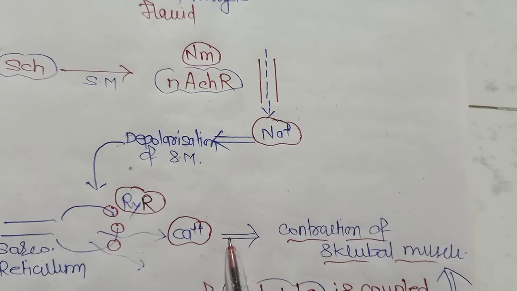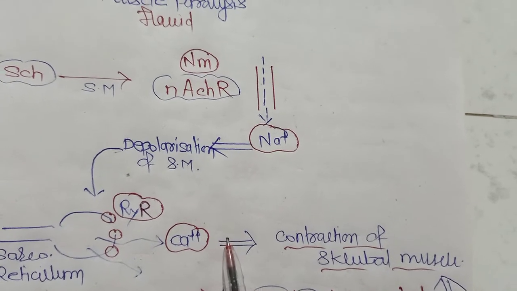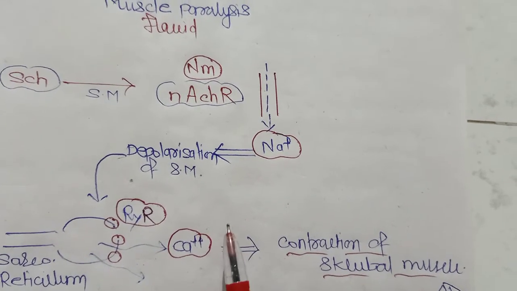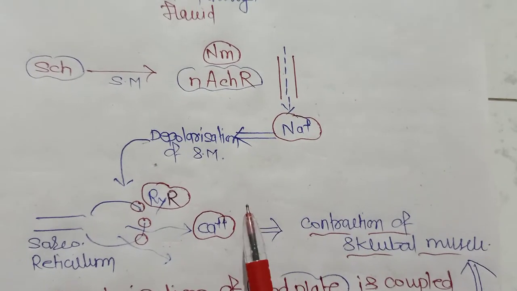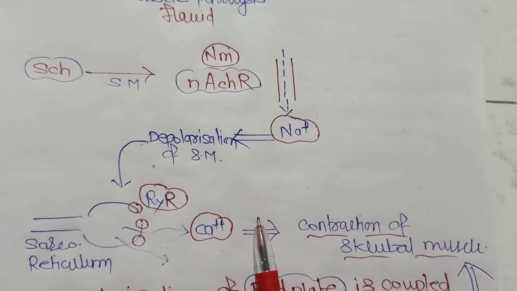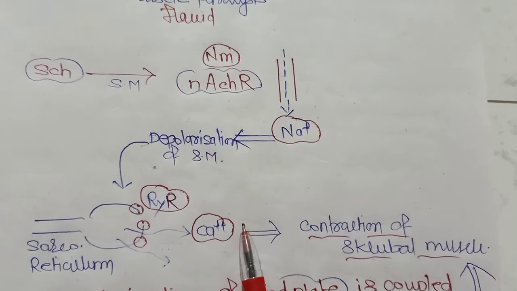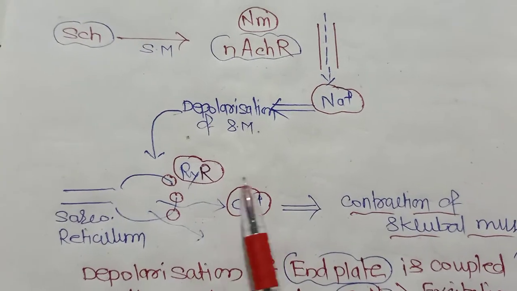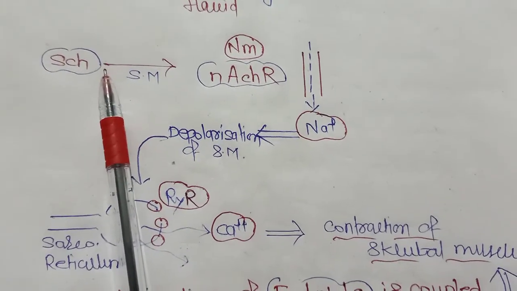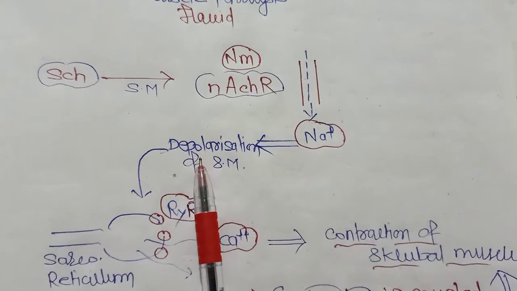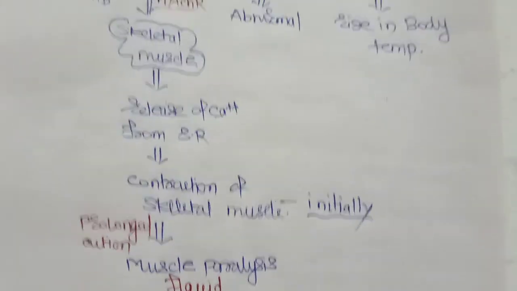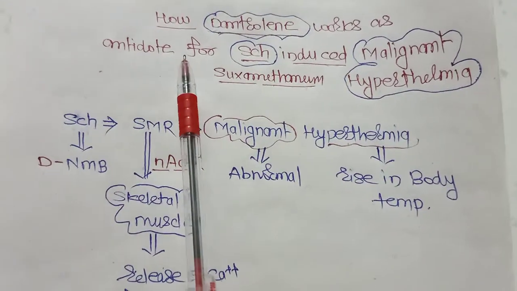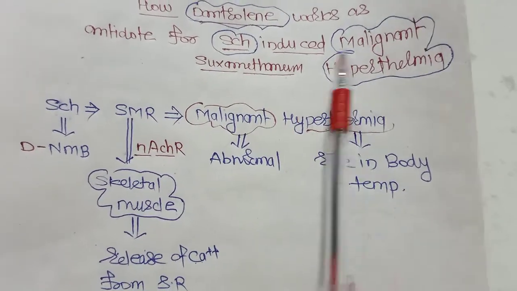Right? So malignant hyperthermia may occur when succinylcholine is combined with halothane, isoflurane, or sevoflurane. This can trigger a process which can be fatal. So the combination of these anesthetics with succinylcholine is the most common triggering factor. Now we'll see how dantrolene works as an antidote for succinylcholine induced malignant hyperthermia, right?